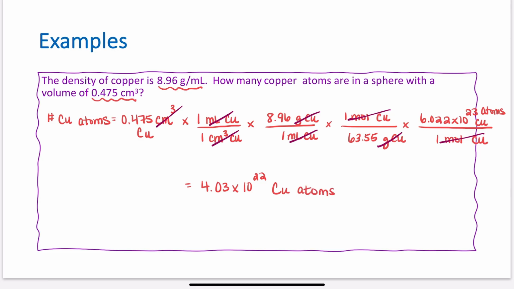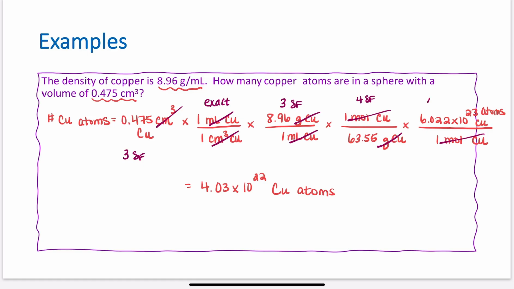Now let's check our sig figs. 3 sig figs here. This conversion is exact, so it does not limit my sig figs. 3 sig figs here. 4 sig figs here. 4 sig figs here. So 3 sig figs here. So 4.03 times 10 to the 22nd is the correct answer.